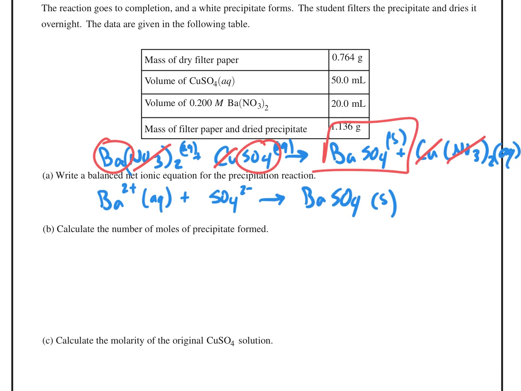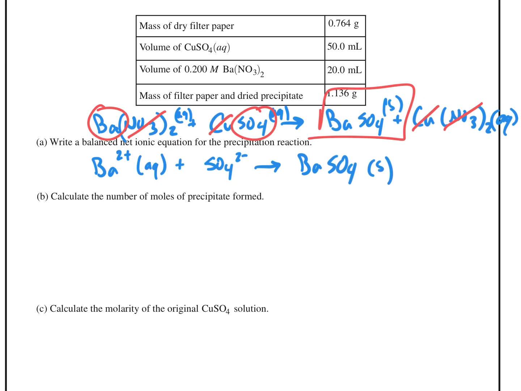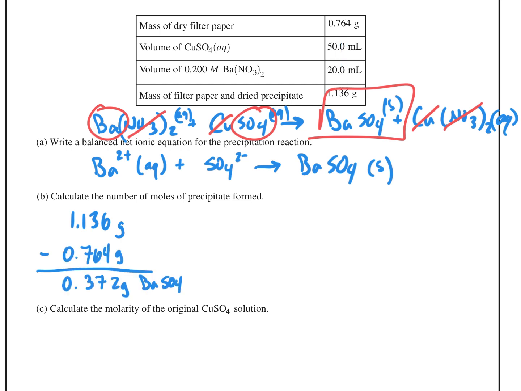Next, it asks me to calculate the number of moles of precipitate formed. In order to do that, I need to figure out how many grams of the precipitate was formed and then use the molar mass to determine the number of moles. Up in the data table, the mass of the filter paper and dry precipitate is 1.136, and the mass of the dry filter paper is 0.764, so I subtract these, and I get 0.372 grams of the precipitate.